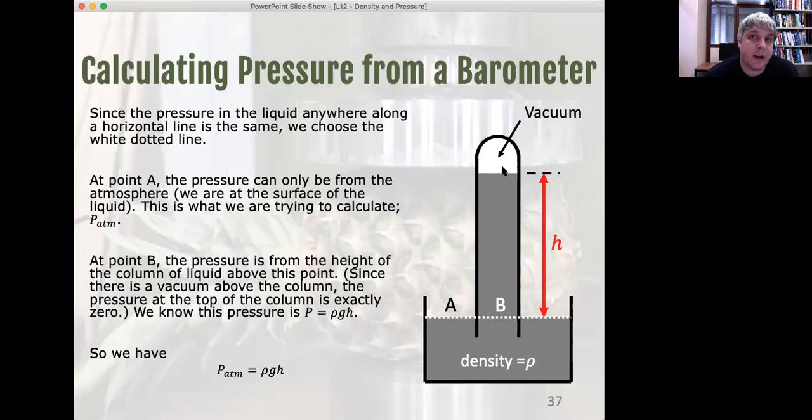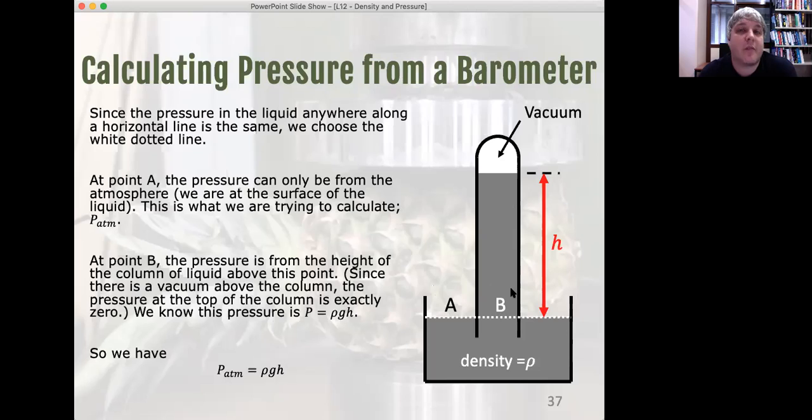There's no pressure from the vacuum, so we don't have to add on our external pressure. It's just the pressure due to that column of mercury. That's the only thing pushing down at B. And that means we can just use rho GH. So that means we know that the pressure at A is equal to the pressure at B. The pressure at A is equal just to the atmospheric pressure. It's due to the atmosphere. The pressure at B is equal just to rho GH. It's due to that column of mercury. So we have the atmospheric pressure is equal to rho GH.